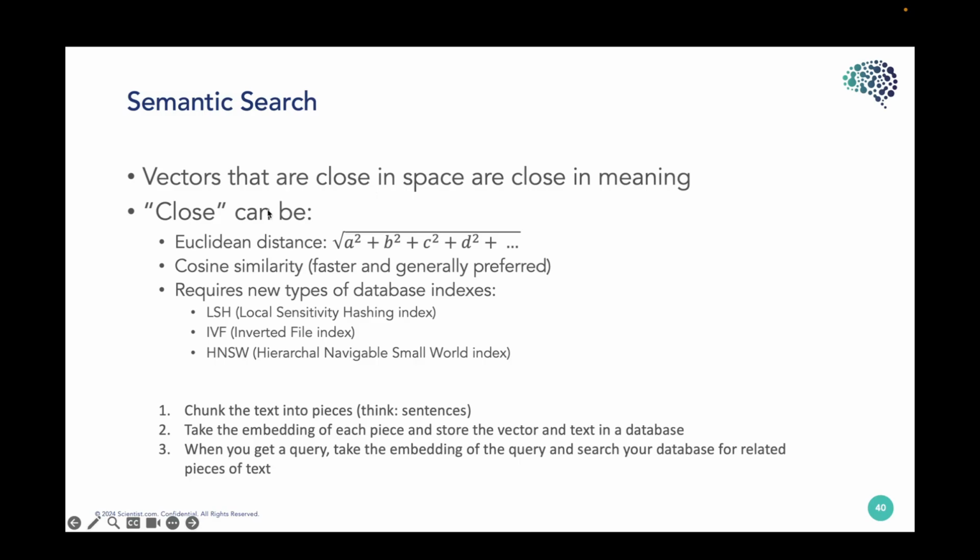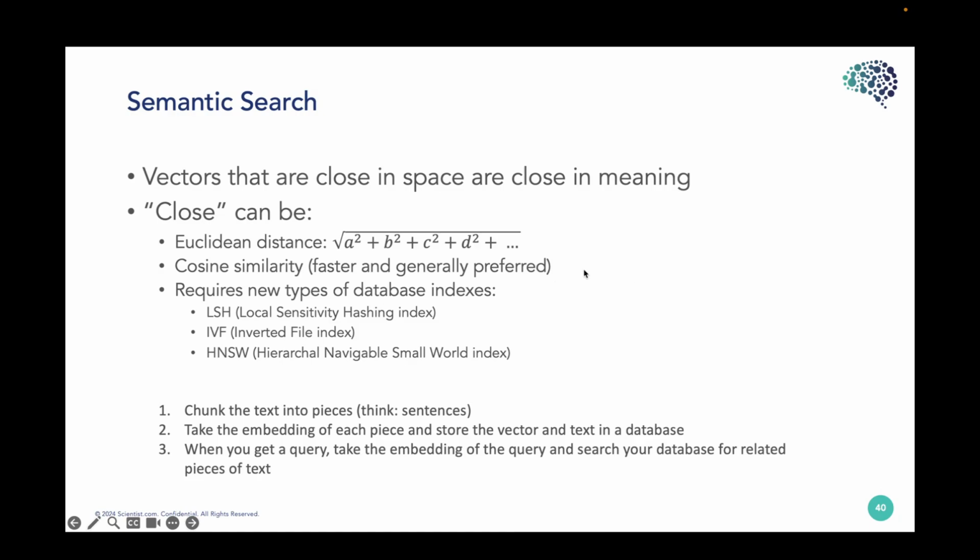I did say close in meaning space. That can mean a few different things. Obviously, everybody's favorite is Euclidean distance, the Pythagorean theorem, which extrapolates nicely to however many dimensions. It is computationally intensive. So what people generally do is cosine similarity, which can be done using matrix math, which we'll talk about next time.